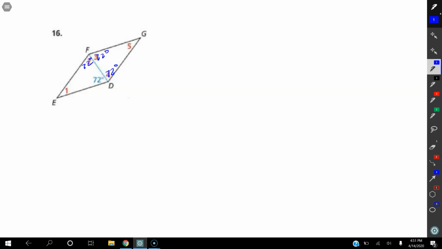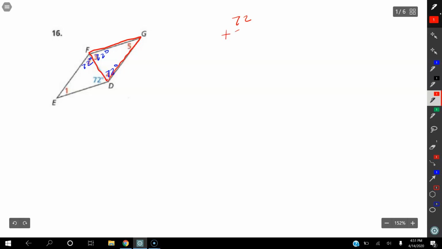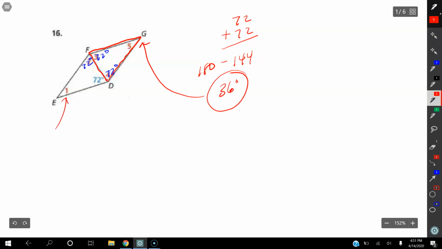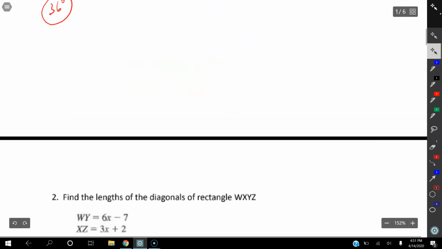Now another way we can get angle 5 and angle 1 is we know that triangles have to add up to 180. So if I just focus on this triangle right here, I have 72 plus another 72, which is 144. And if I subtract from 180 degrees, it's going to give me 36 degrees. And that's going to be true for G. It'll also be true for angle 1 there. So correct answers are 72s and 36s. All right, moving right along.